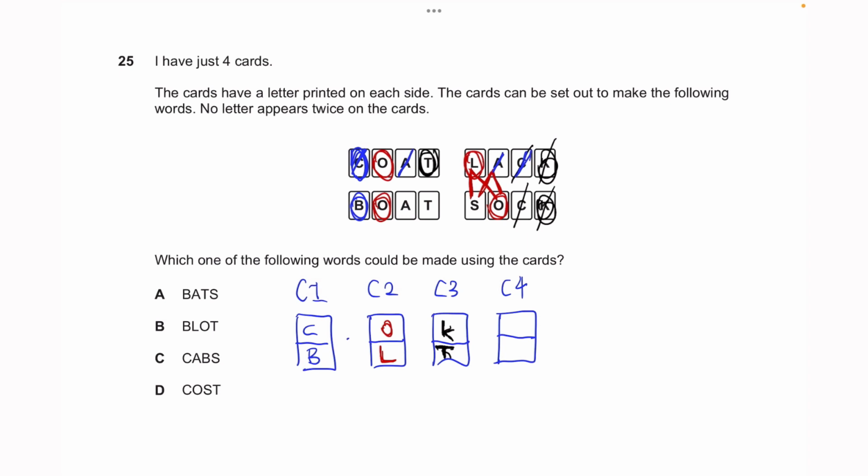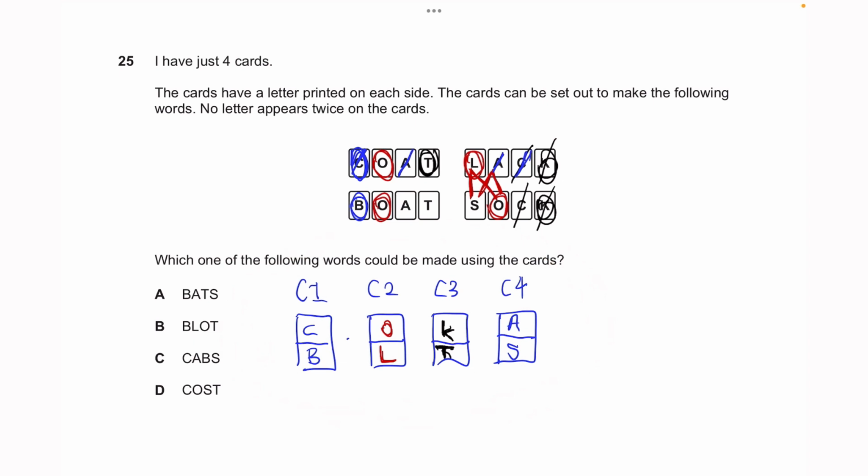And so that leaves us with 2 letters, which are A and S. So A and S must be paired together. So we're going to write A and S together. Okay, so now we've got our 4 different card possibilities and what letters are on each side.